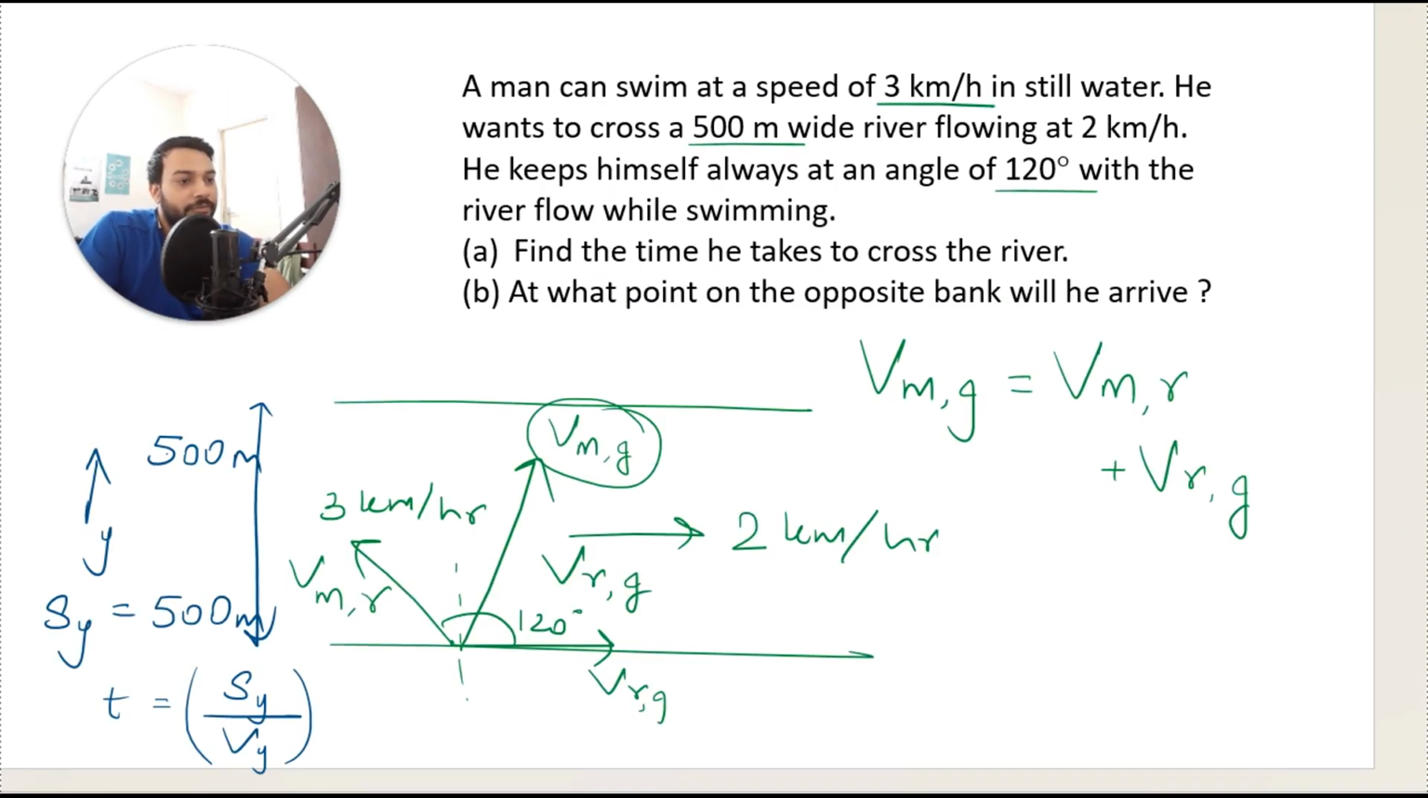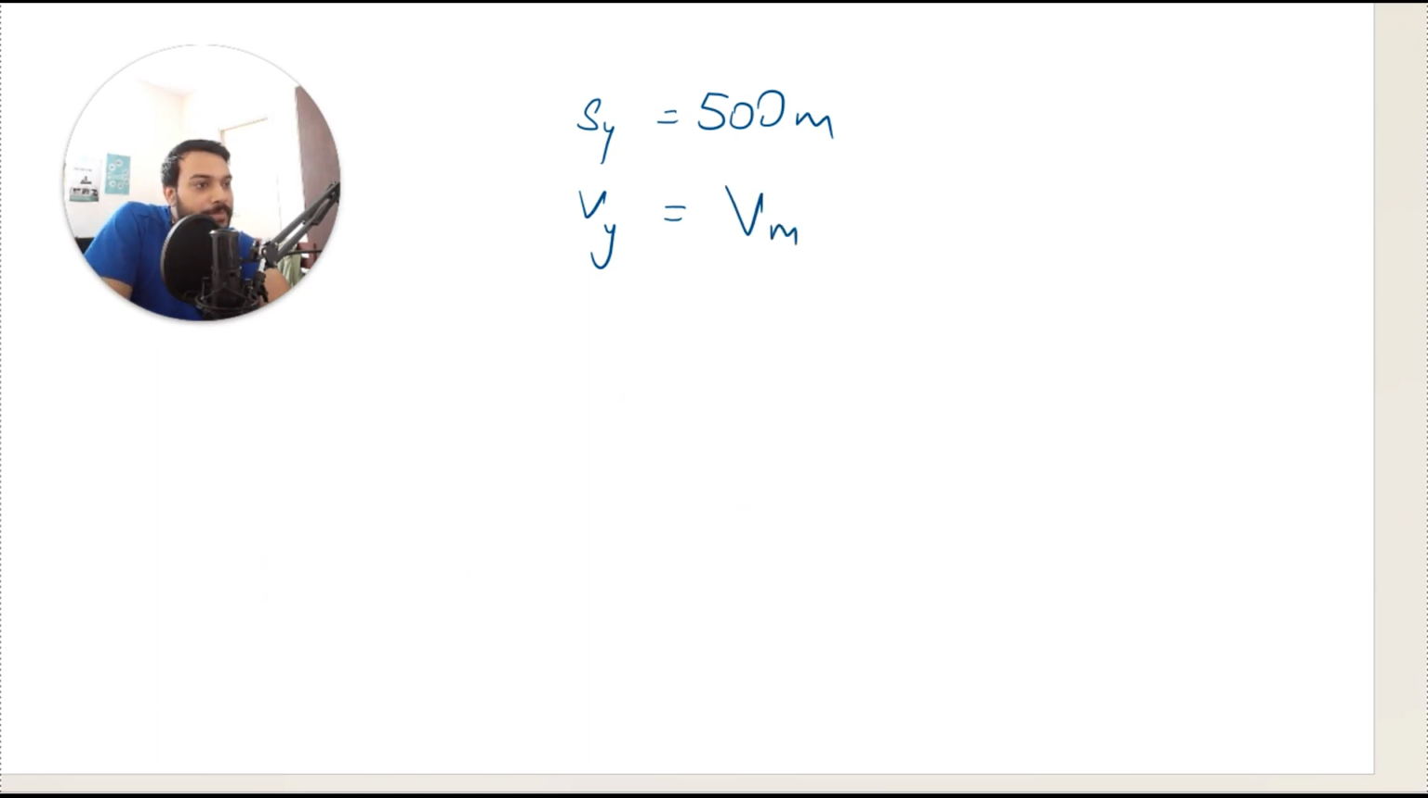If we look at the velocities, velocity of the river, that's completely horizontal. It'll not have any vertical component. This velocity will not have any vertical component. But this, the 3 kilometer per hour, this will have a vertical component in this direction, and this angle is 30 degrees. So basically VMR cos 30. This will be the velocity in the vertical direction. So velocity of man with respect to river, that's 3 kilometers per hour. Cos 30 is root 3 over 2. 3 root 3 over 2 kilometers per hour.